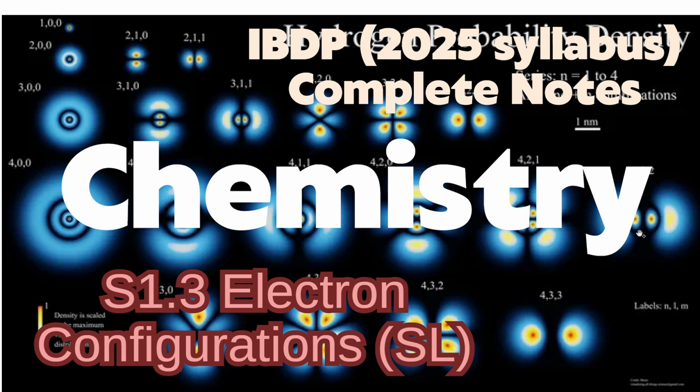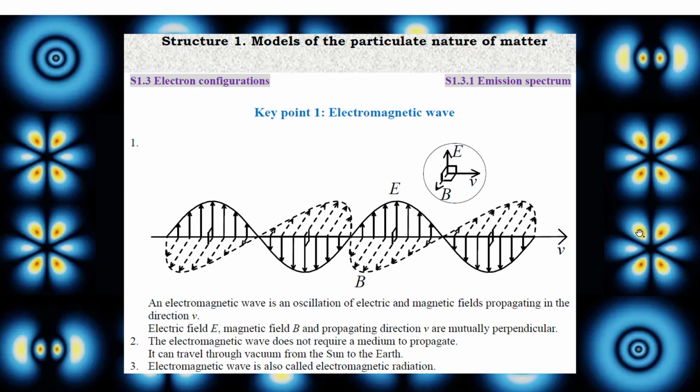Okay, let's start. First of all, we talk about emission spectrum. Emission spectrum is emission of light, so we need to have an understanding of what light is. Light is an electromagnetic wave. Later on, we'll treat it as a photon. And then you have to just have a basic understanding.